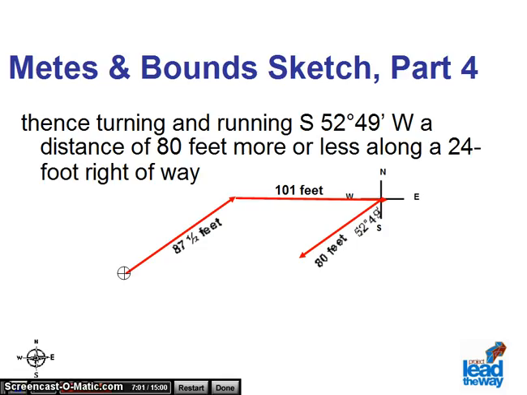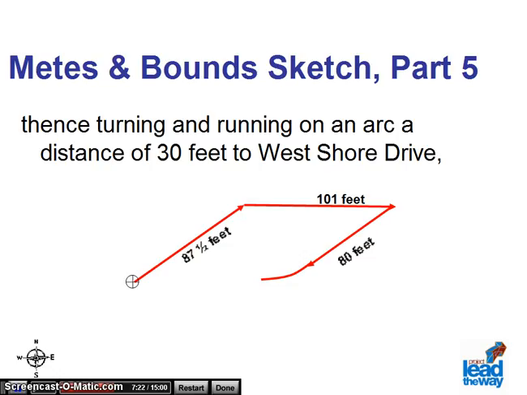Thence turning and running south 52 degrees 49 minutes west, a distance of 80 feet more or less along a 24-foot right-of-way. Place the compass lines, determine the bearing angle, and draw the 80-foot boundary line to scale. Thence turning and running an arc, a distance of 30 feet to West Shore Drive.